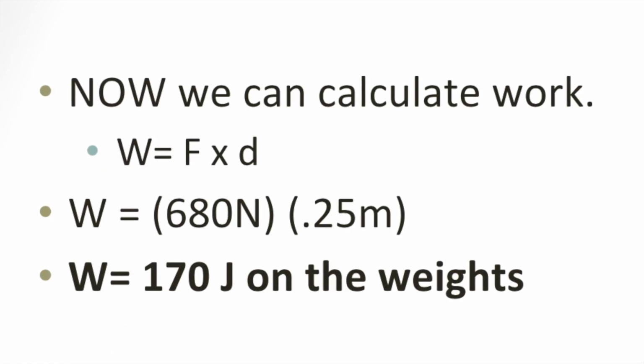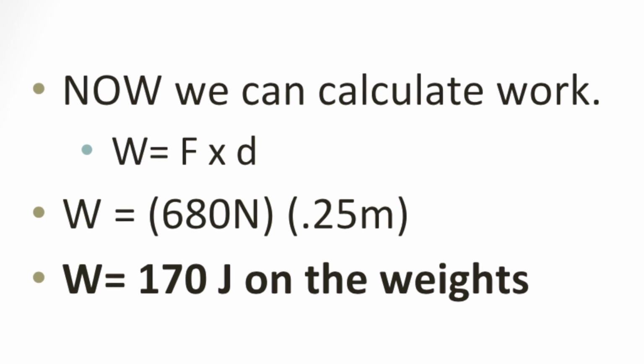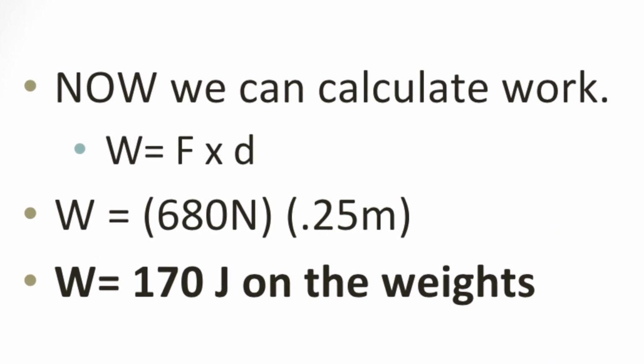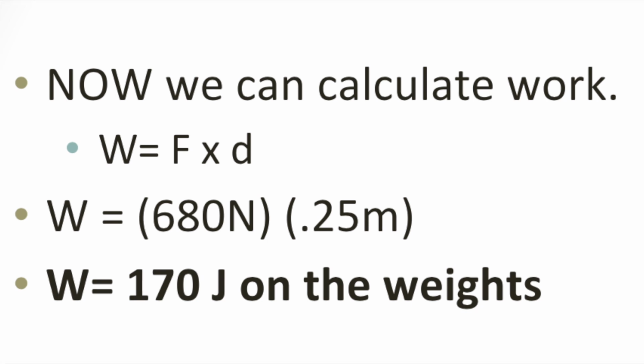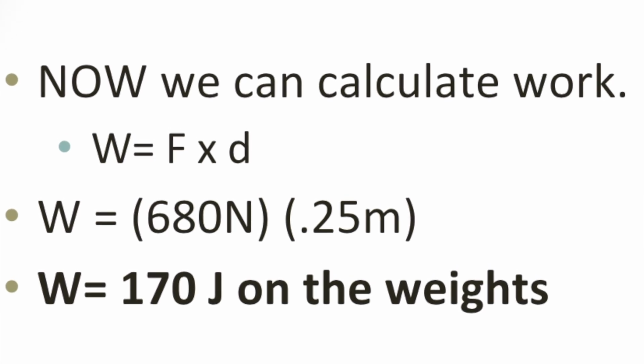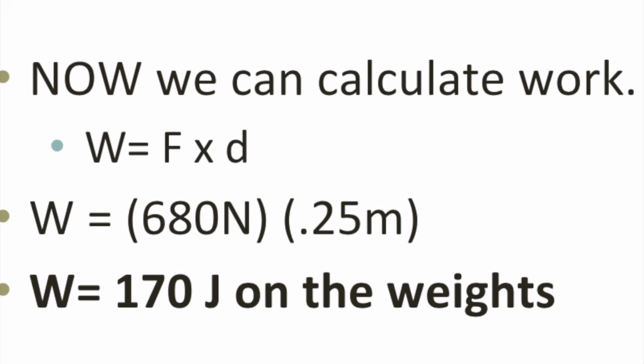Now we can finally calculate work. Work equals force times distance. So 680 newtons times 0.25 meters, which equals 170 joules on the weights.